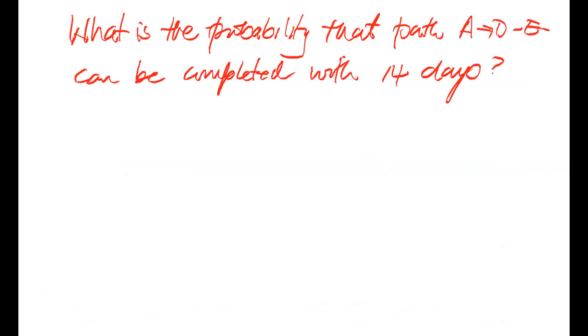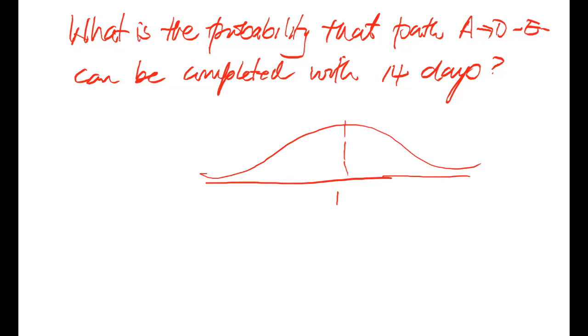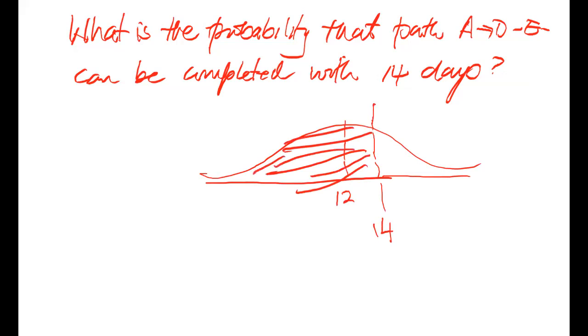I'm just picking one of the pathways. So I said, what is the probability that pathway A, D, and E can be completed within 14 days? So you're going to find that we're going to appeal to your normal distribution knowledge. So the expected completion time is 12 days on that pathway, right? So the question is really asking you, what is the probability that the project can be completed within 14 days, right?